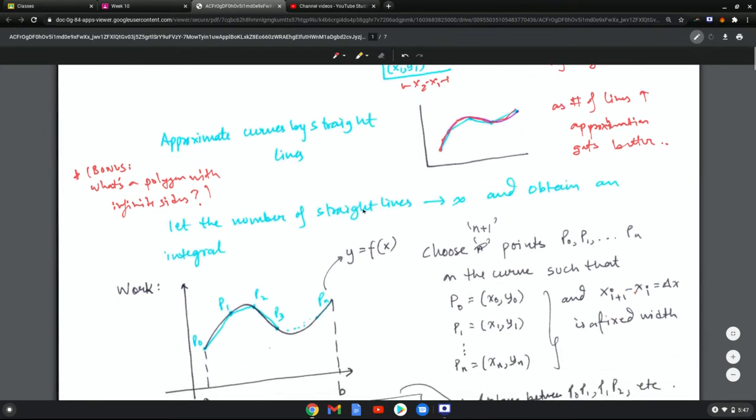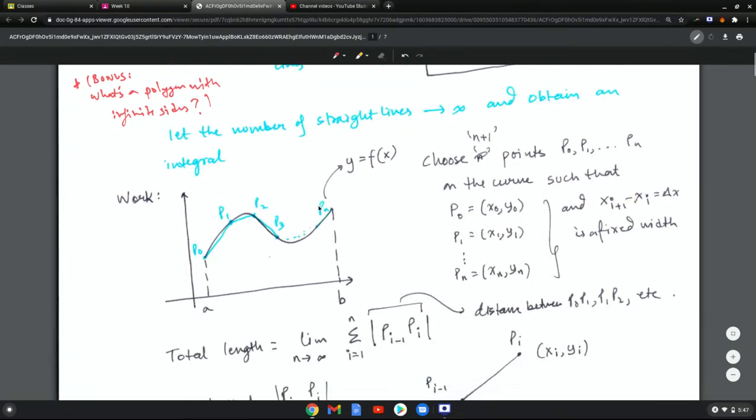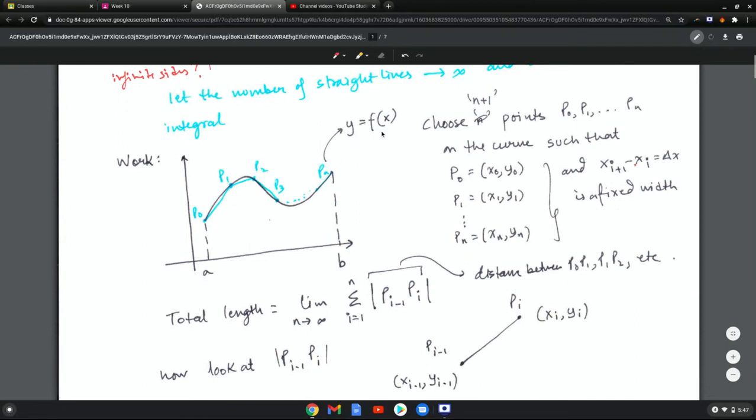Now, the third tool is we let the number of straight lines go to infinity and we obtain an integral. So here's the work, how to get it. Let's say this is our function f of x. Between points A and B is what we're interested in finding the length. We select endpoints and we connect them with straight lines.